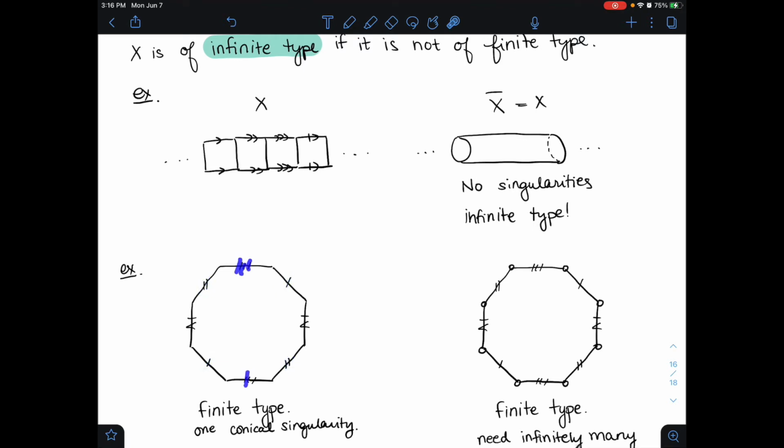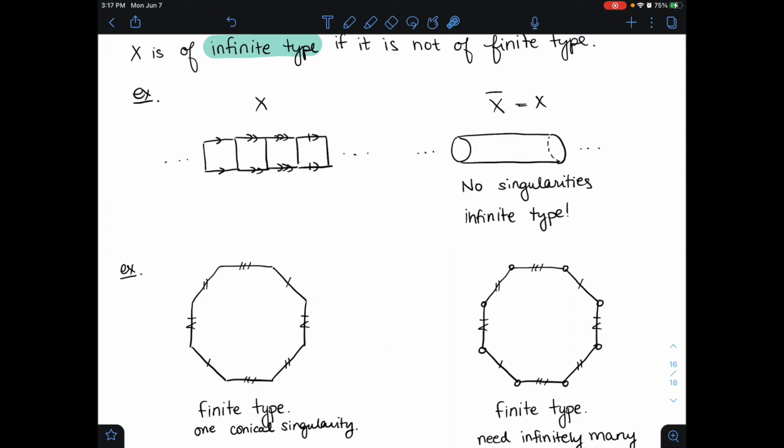So let's say we take this octagon and we identify opposite edges. Okay, so this is a translation surface of finite type. Its metric completion is itself, and it has one singularity, a conical singularity, which occurs at this vertex. All the vertices are identified together, and that's the conical singularity.